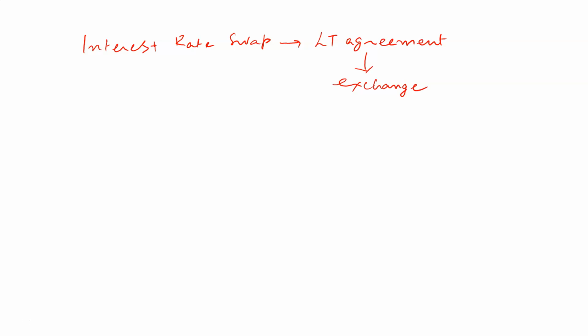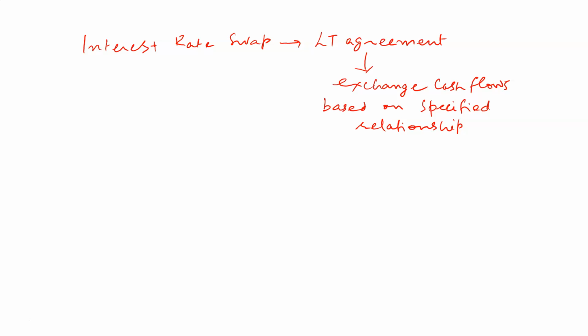Exchange what? Exchange cash flows based on certain specified relationships. Complete this sentence and move ahead. So an interest rate swap would be a long-term agreement between two parties then to exchange cash flows based on specified or specific relationships.